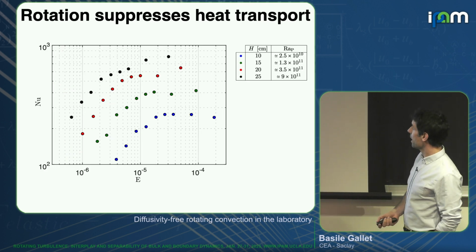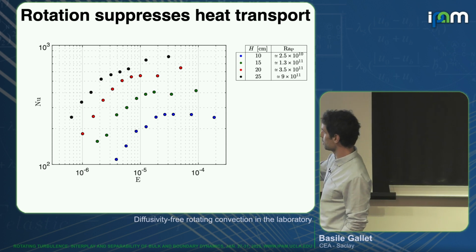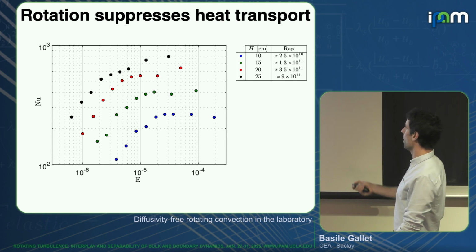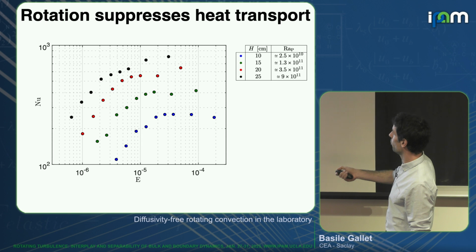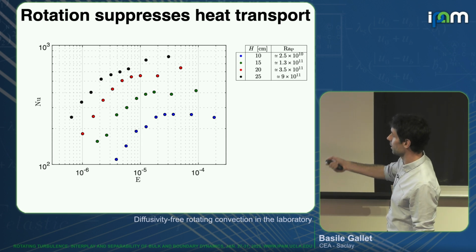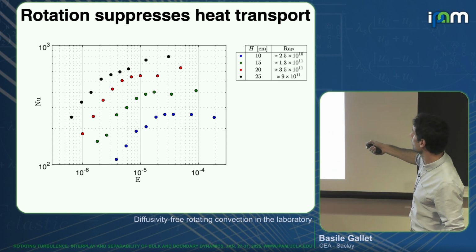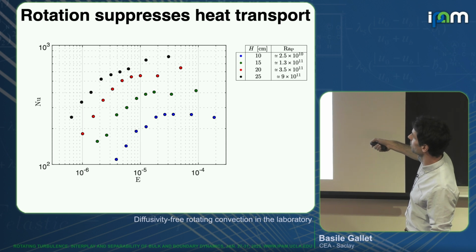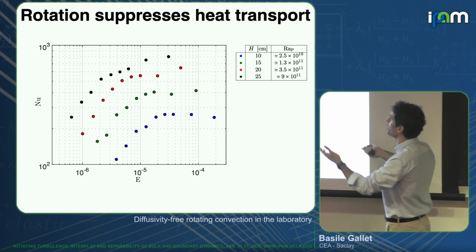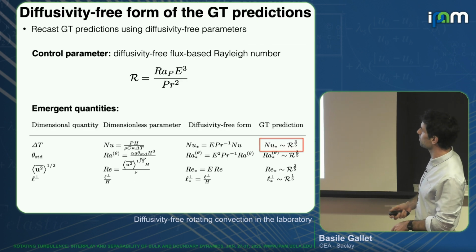Right. So now this is what the raw data looks like. Some of the data. This is Nusselt as a function of Ekman number. So rotation increases from right to left. These data points correspond roughly to a constant flux-based Rayleigh number. Not exactly, because they were not performed exactly at the same temperature. But what you can see is that for a given flux-based Rayleigh number, as you increase rotation, indeed, you're going to suppress convection. And now you can ask, well, is that diffusivity-free convection? How would I know from this plot?